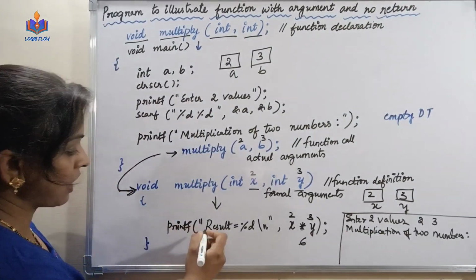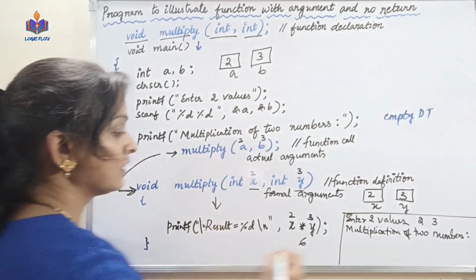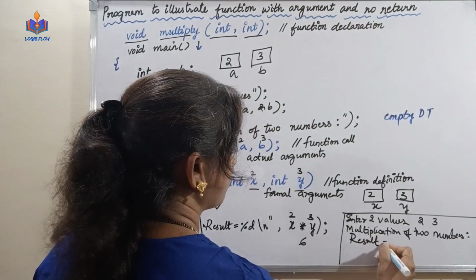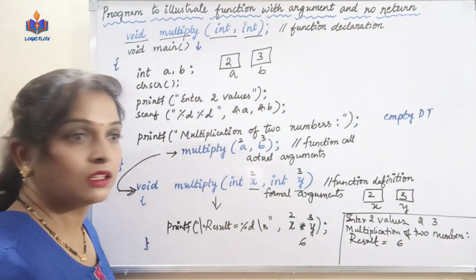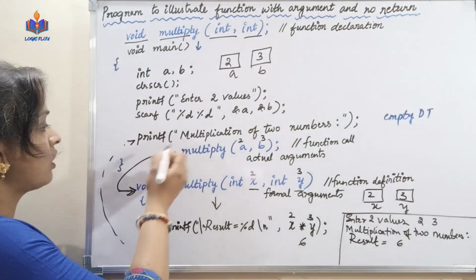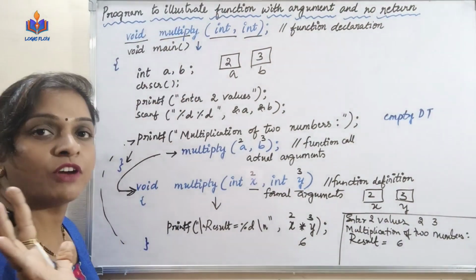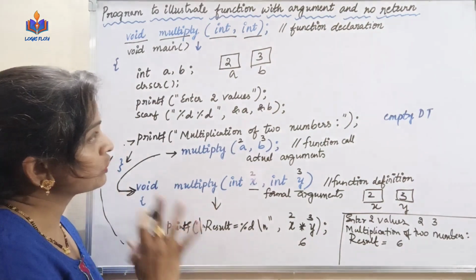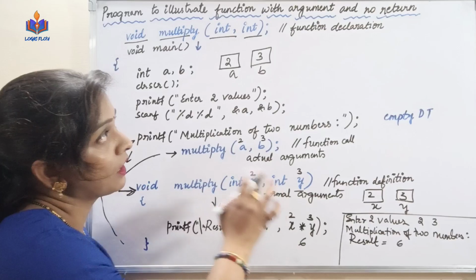You can just have a new line here. You can just say new line. It will come to the next line. Result equal to print an integer, that is X into Y. Then again control is back to the place where the function was called, and the next line is the closing bracket of the main function. The program ends. Fine. So this is function with argument and no return.